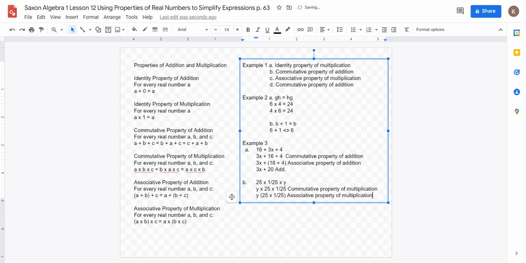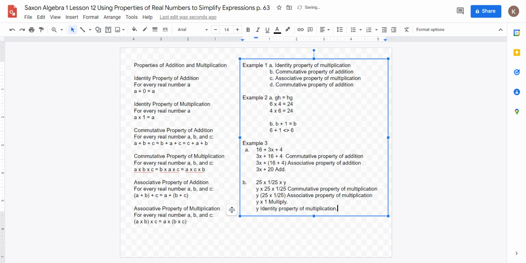And then lastly, I'm going to actually do the multiplication. 25 times 1 over 25 is, okay, now pay attention because this is kind of important. I'm going to end up with y times 1, because I actually have to do that multiplication. So I did the multiplication here. But then y times 1 is equal to just y, because it's the identity property of multiplication.